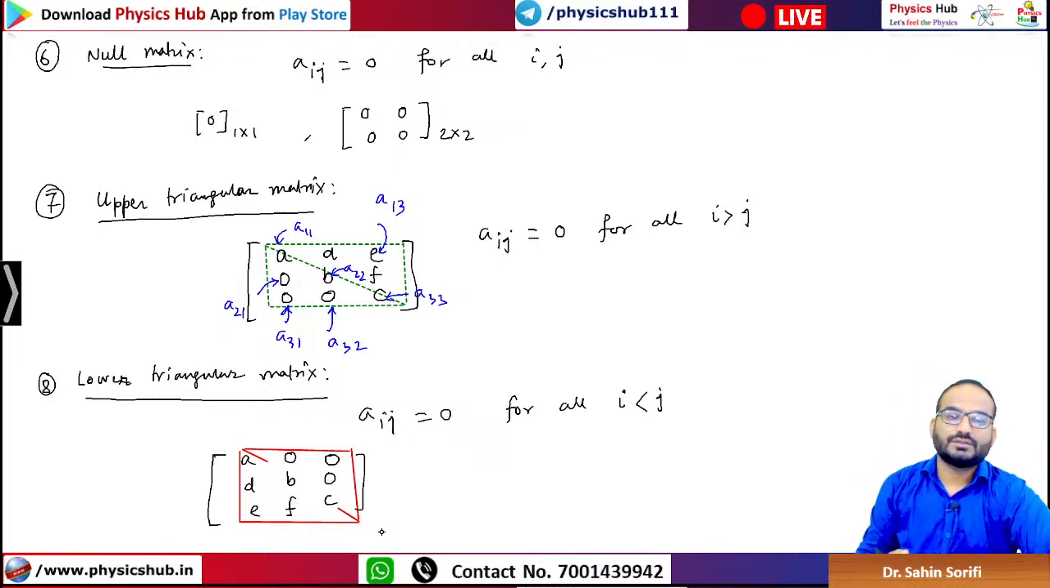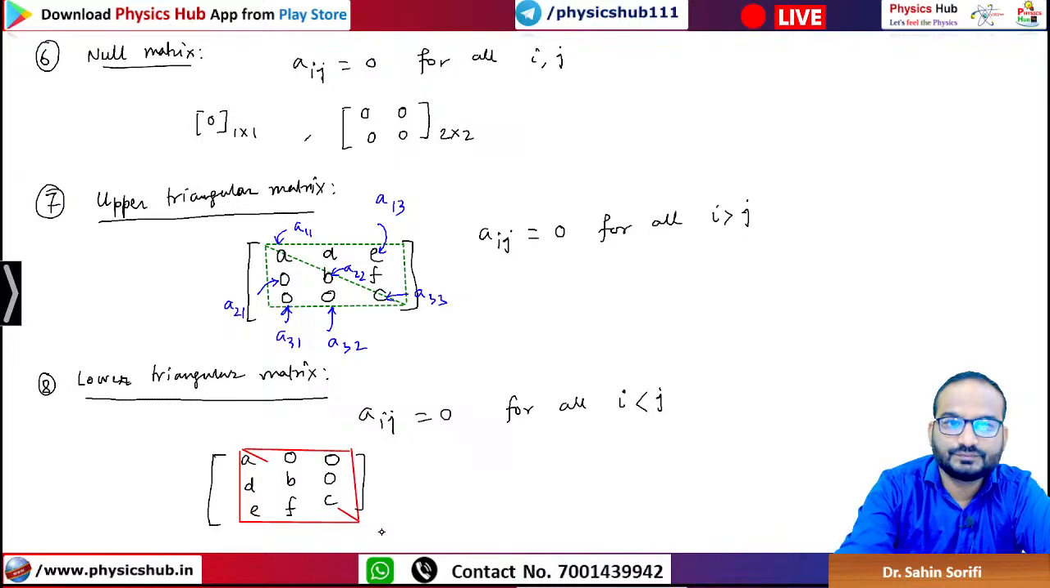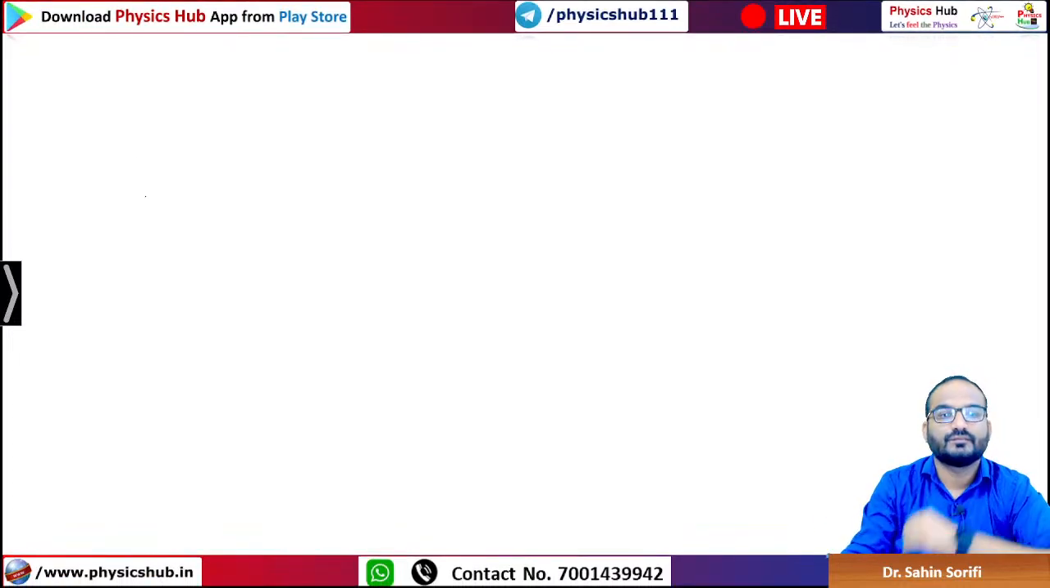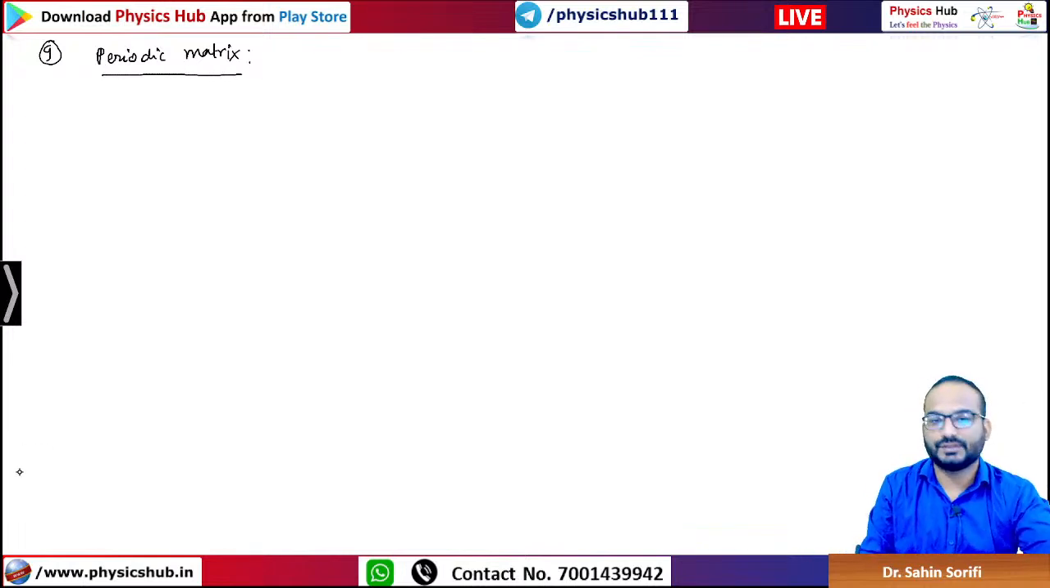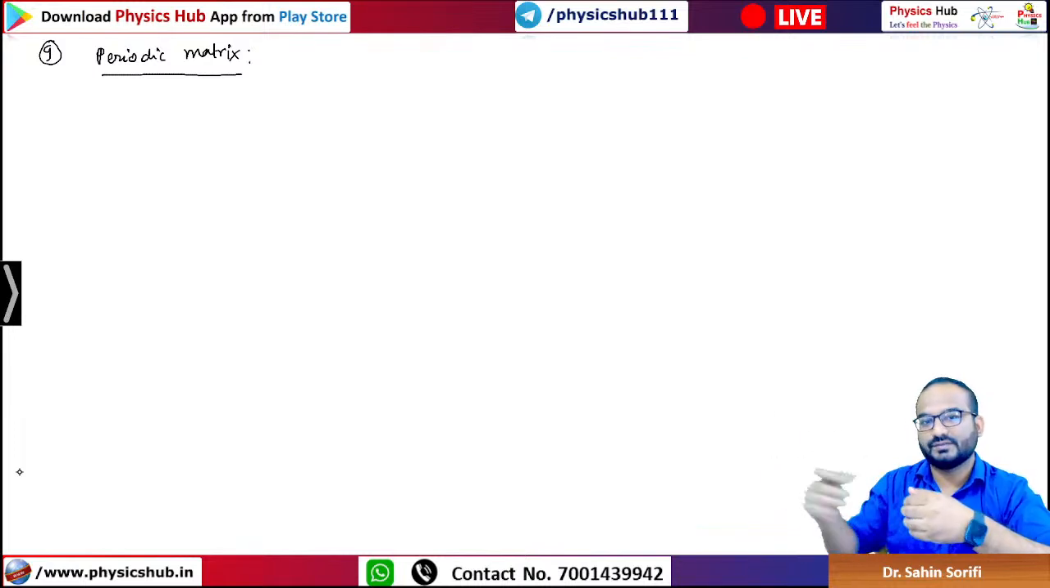Let us now talk about number 9, periodic matrix. Now it is similar to periodic function. What do you have in periodic function? Any function which repeats itself after some interval.